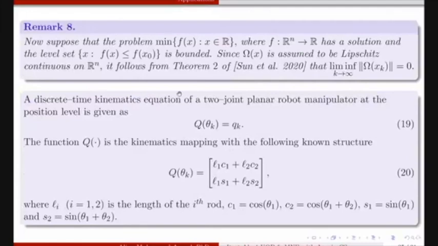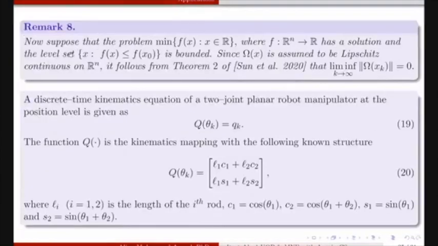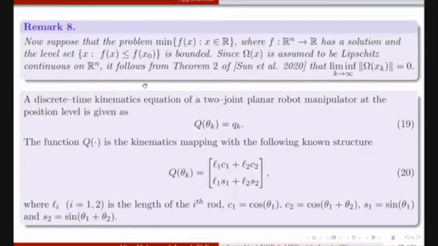So to ensure that algorithm 5 converges, all we need to do is assume that this level set here is bounded. If this level set is bounded, and f is continuously differentiable and also a convex function, these three conditions are the conditions that theorem 2 of Sun et al. has to satisfy before we have convergence. So when we have all these three assumptions at hand, we can guarantee that the lim inf of this will be equal to 0, and that shows that algorithm 5 actually converges.